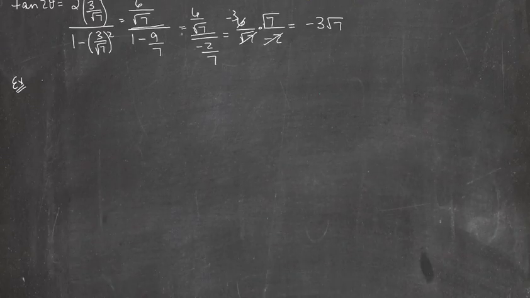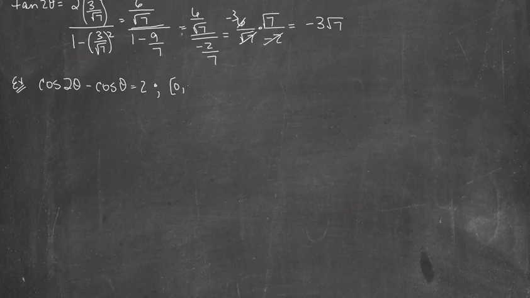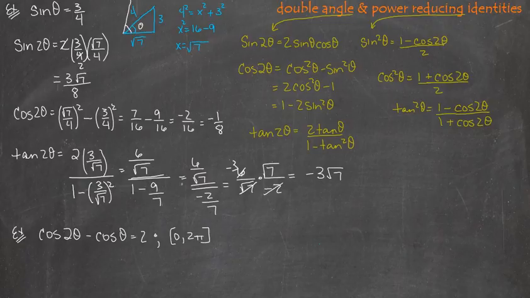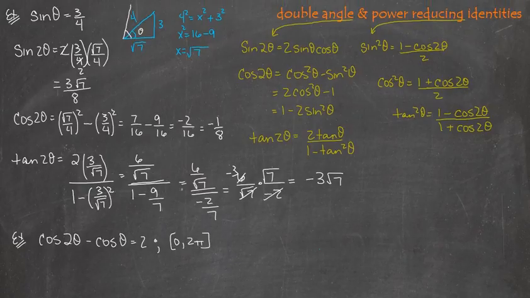So this time let's solve an equation. We want to solve the cos of 2 theta minus cos theta equals 2. And we're solving this on the interval including 0 and including 2 pi. So let's look at our identities and decide which would be the best one to go with, because we know that the double angle for cos gives us a lot of choices.